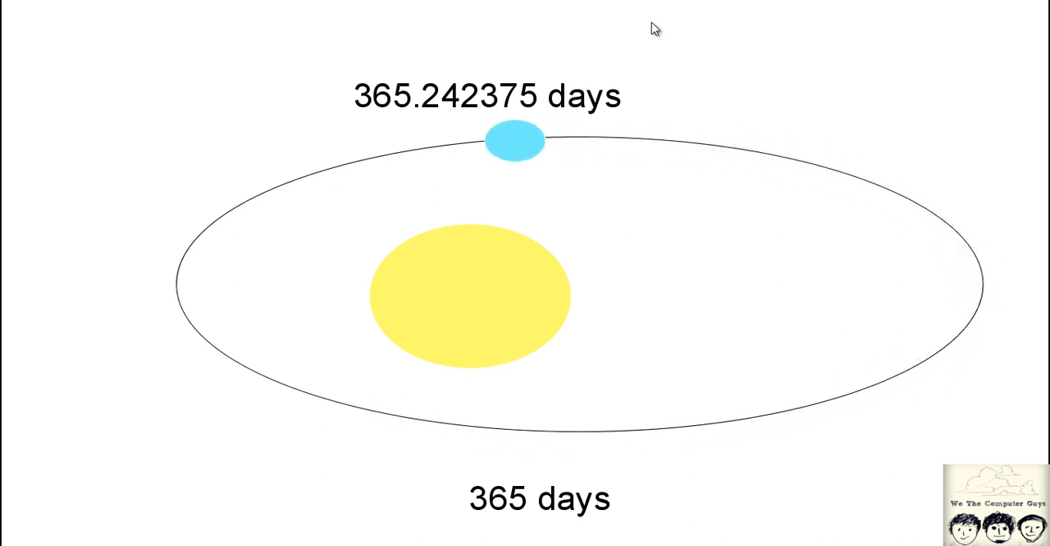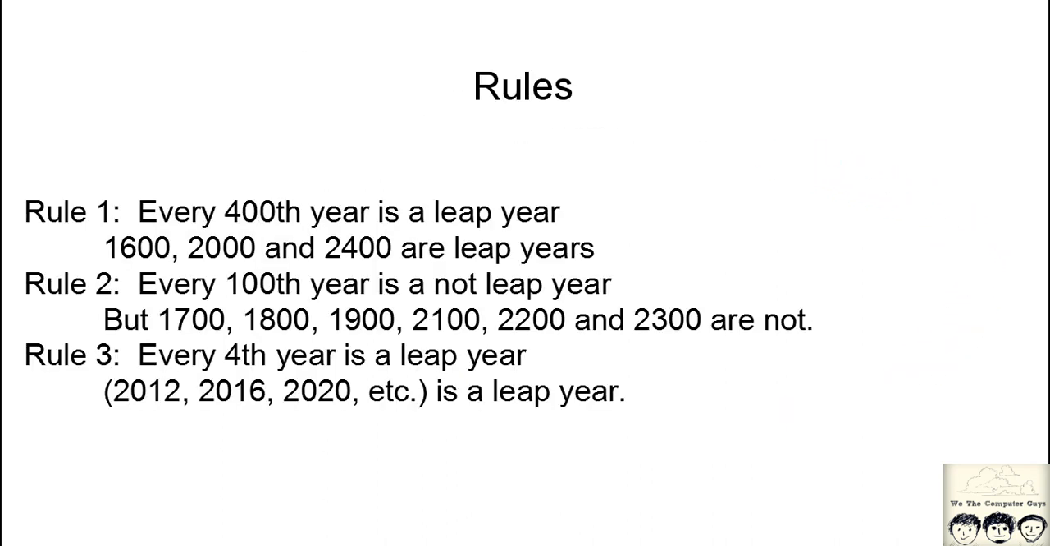So if you consider the difference, you are looking at around 0.242375. This is a very huge amount. So they came up with some strategies to overcome this difference. Now let's discuss the strategies and the rules that have been given to us.